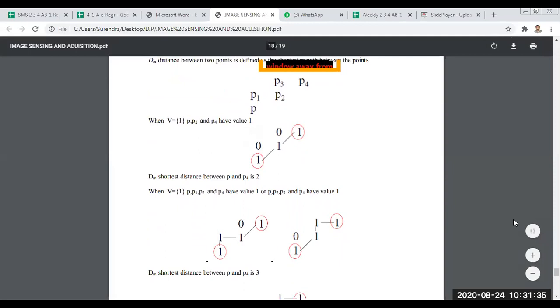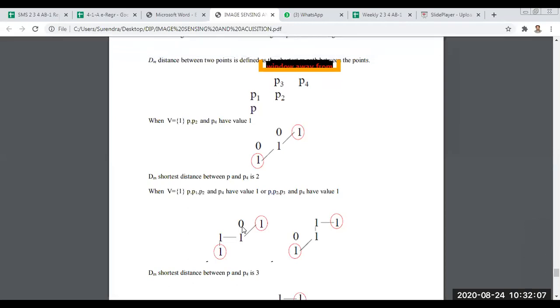Similarly, I am considering my set value is changed again. So my set value V equals 1, but the pixels are different. P, P1, P2 and P4 have the values 1, or P, P2, P3 and P4 have value 1. So here I am taking two times changing. In the first set, what is the P value? 1. What is the P1 value? Also 1. What is the P2 value? Also 1. But what is the P3 value? The P3 value is 0 first. But P4 value is 1. So except P3 value, the remaining are all 1.